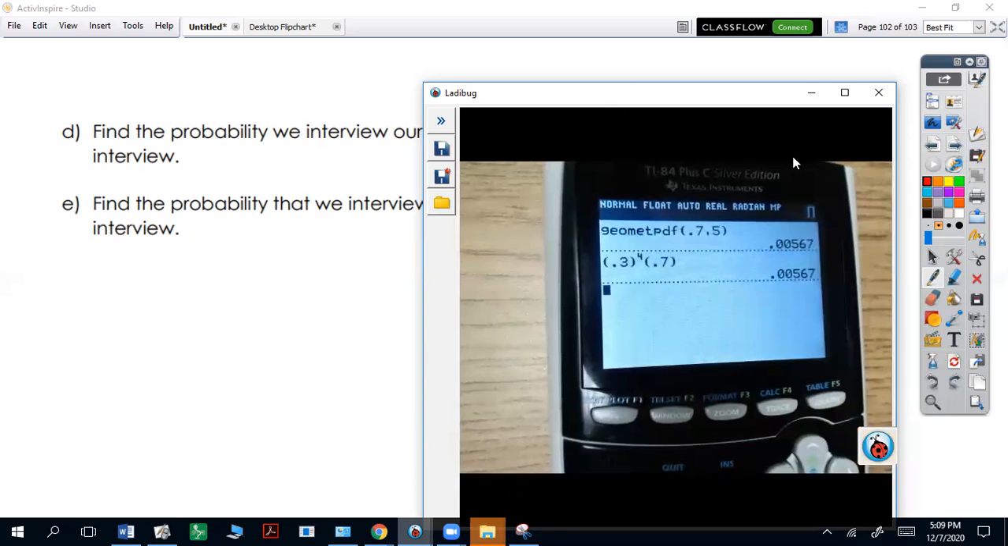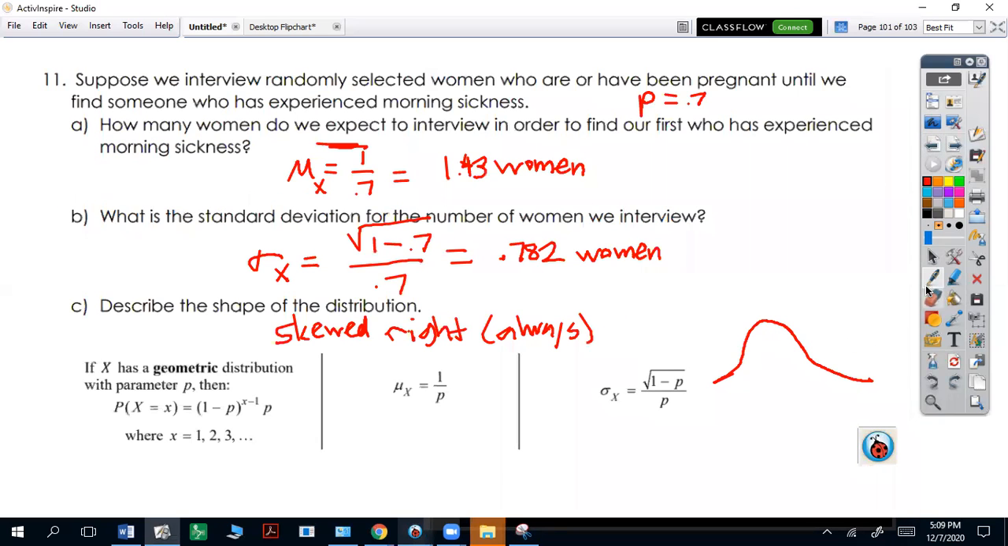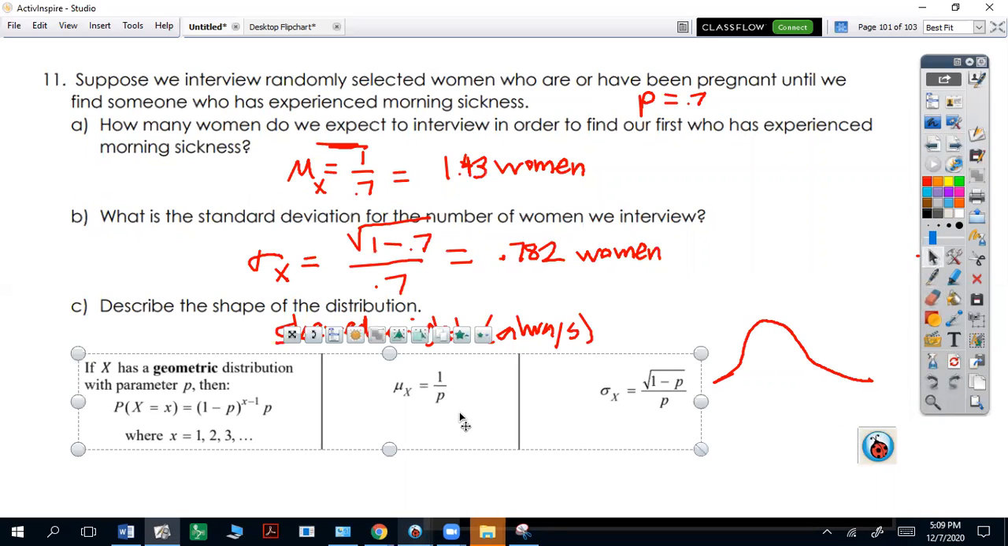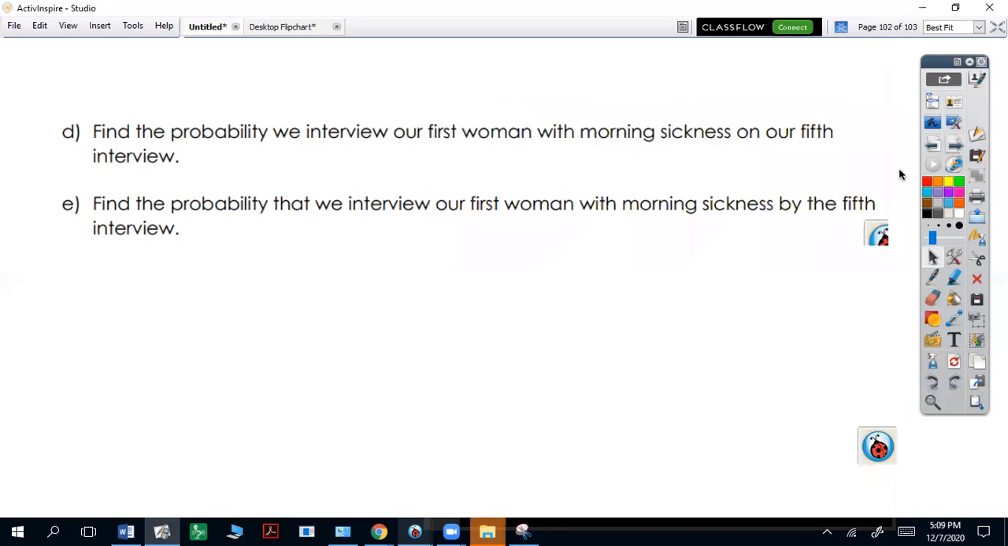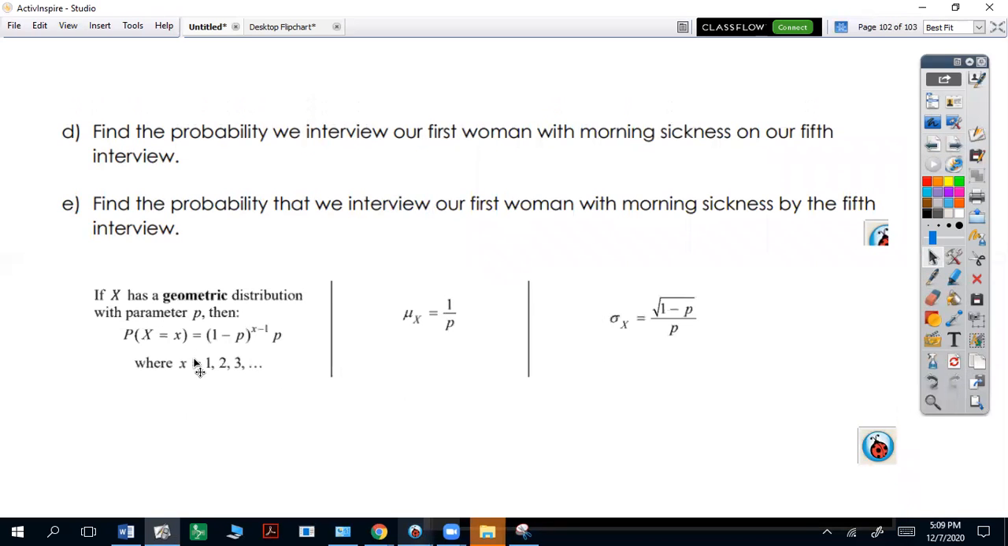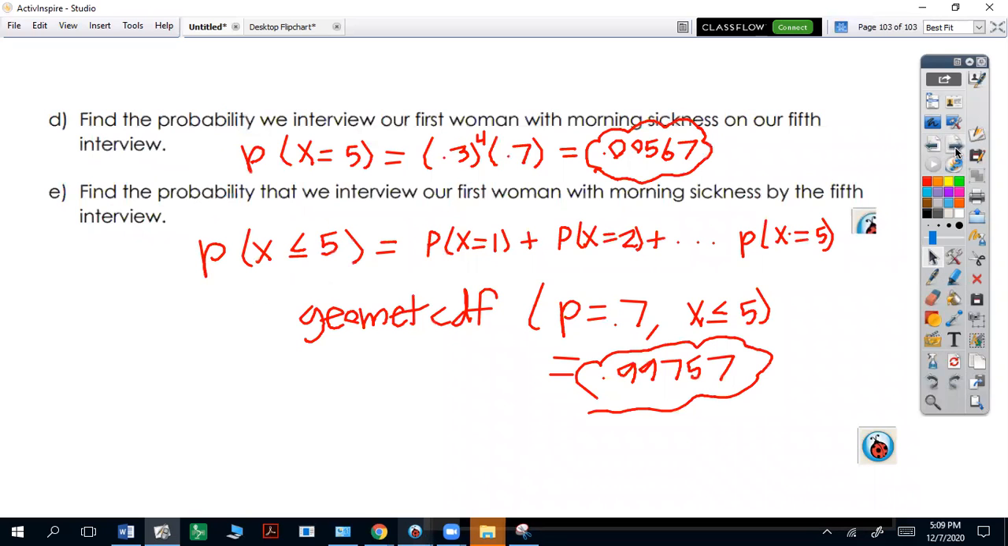And if you look at the formula sheet here, again, basically how that works is all the knots until you get the one you want. So here's the work for it. 0.3 to the 4th power times 0.7.